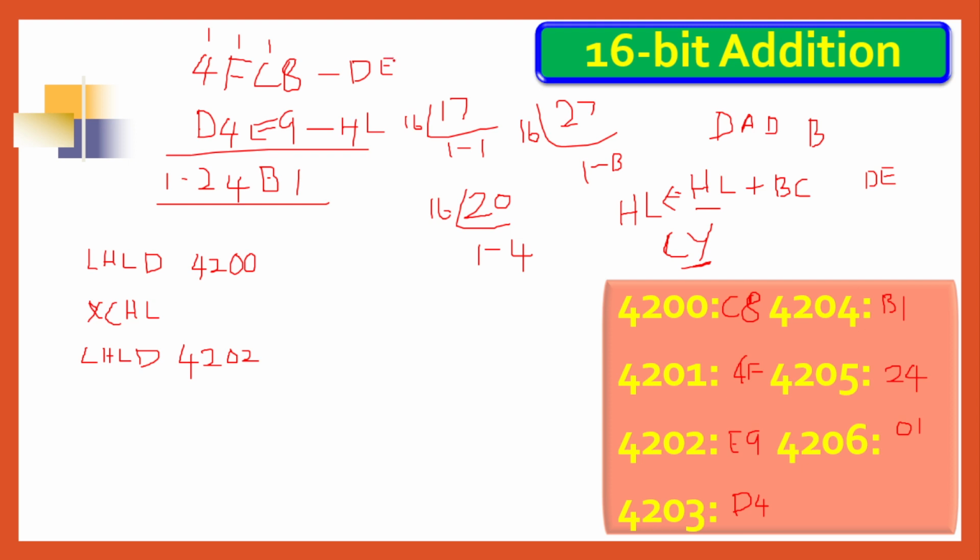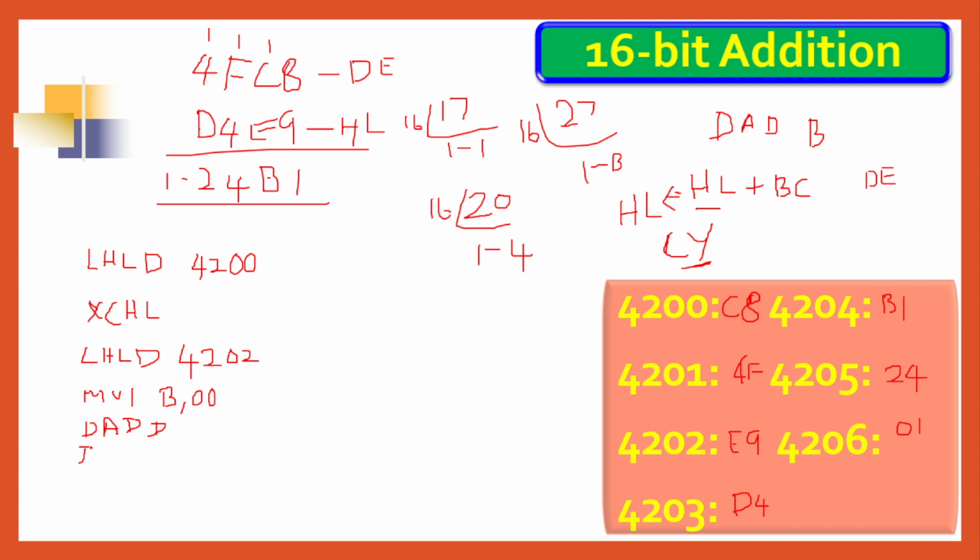Now we have to use one more register for the carry. For example, the other register pair BC is available. You can use the B register and set it to 0. Now we implement DAD D, because in the D pair we have the data. That's why we are using DAD.